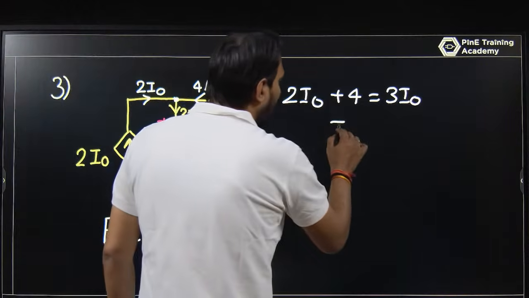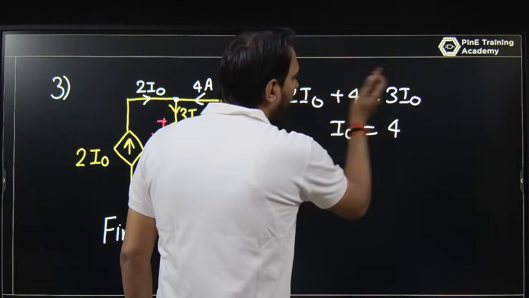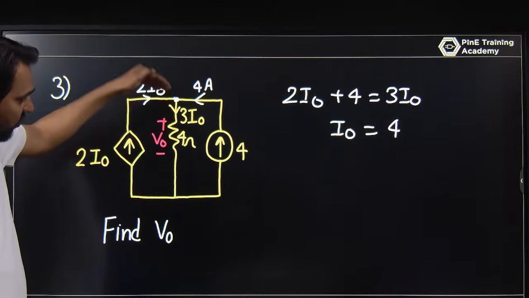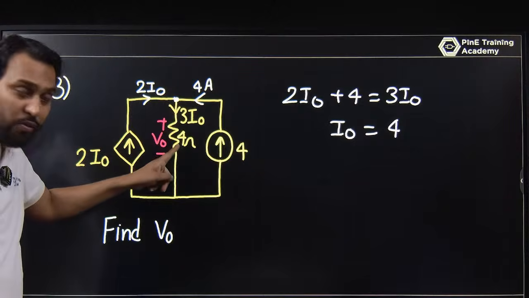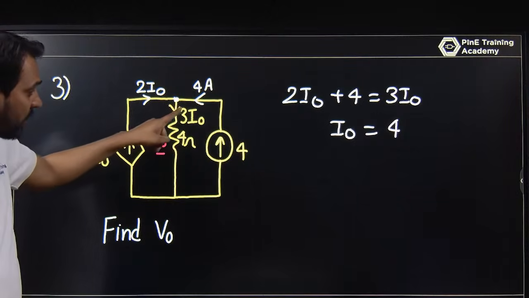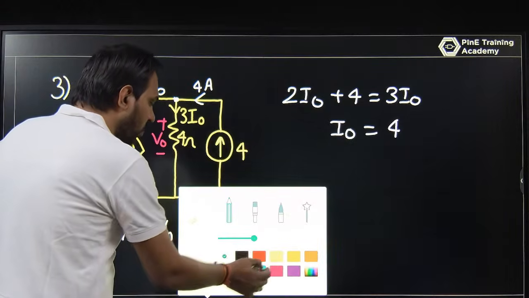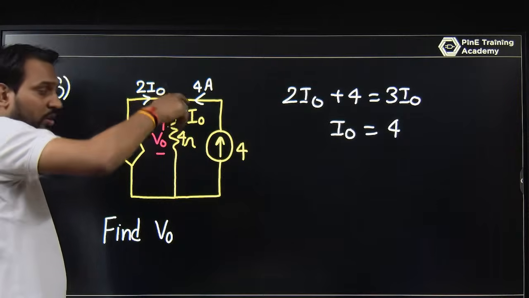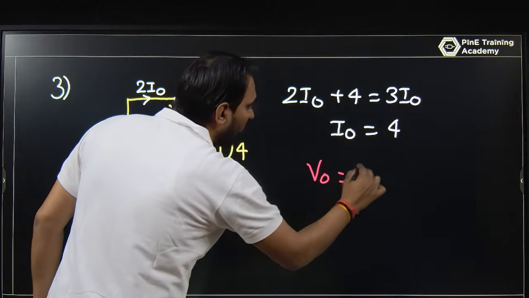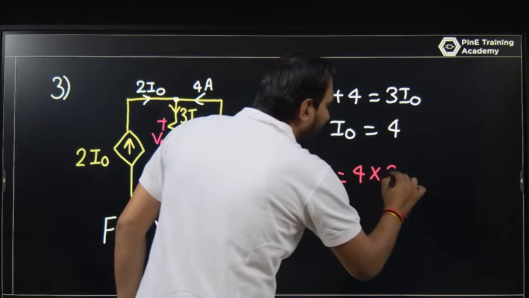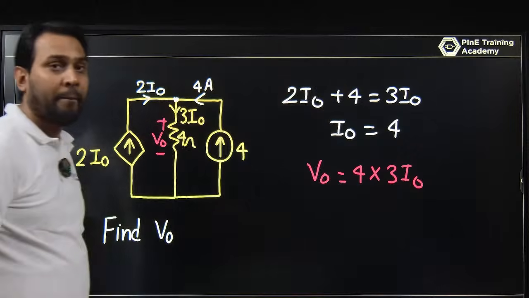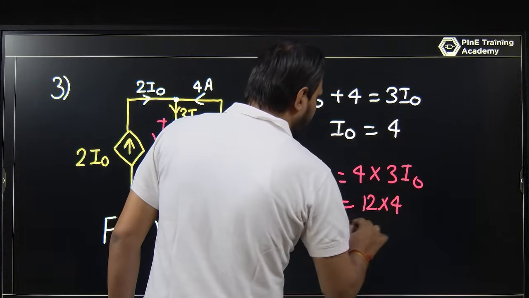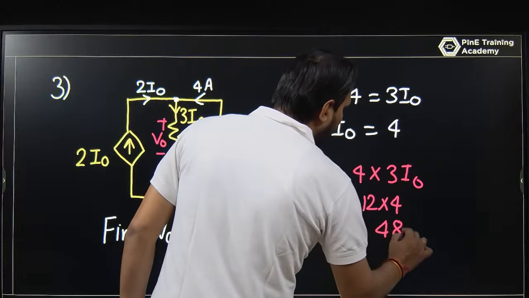What is I0? 3I0 minus 2I0 becomes I0. I0 is equal to 4. So what is V0? V0 is the current through the 4 ohm, that is 3I0, into 4, because this is not I0 into 4, this is 3I0 into 4. So V0 is equal to 4 into 3I0. So this is 12 into what is I0? That is 4. 48 volt.